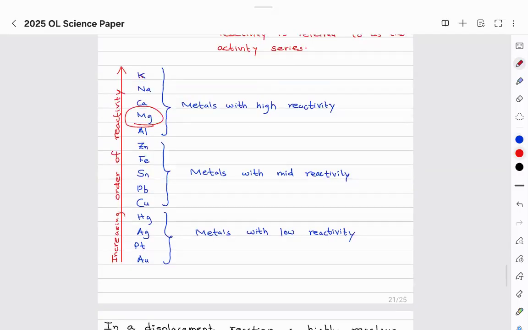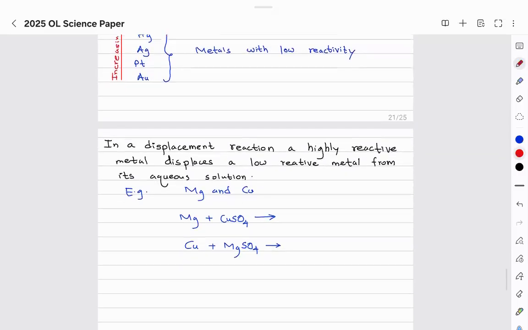Magnesium is here, copper is here. Then magnesium is more reactive than copper, right? Then magnesium can displace copper. So what will happen? Magnesium sulfate is produced and copper metal is released.